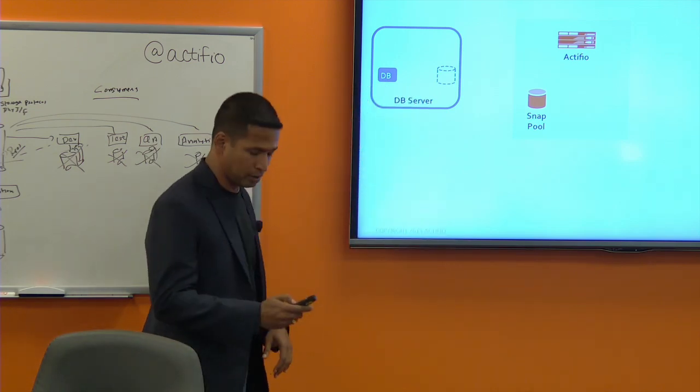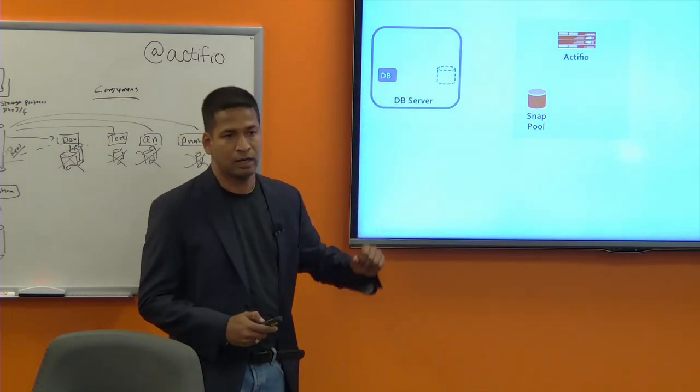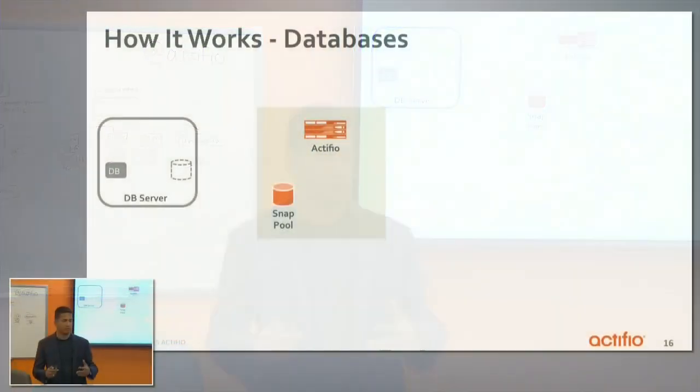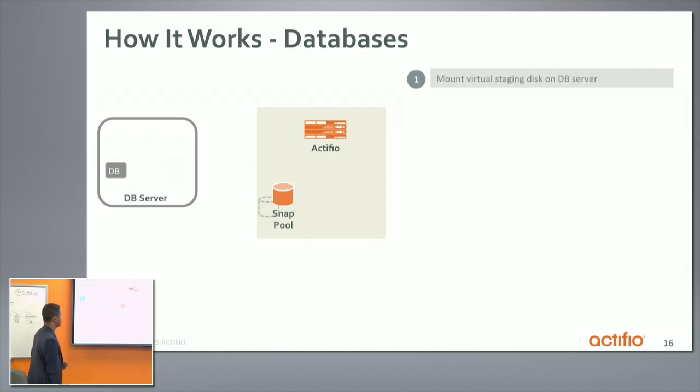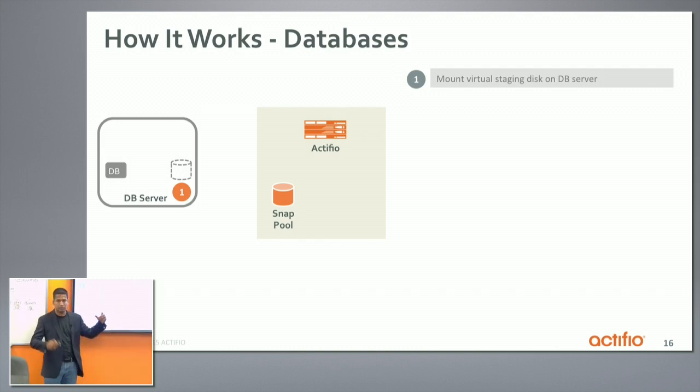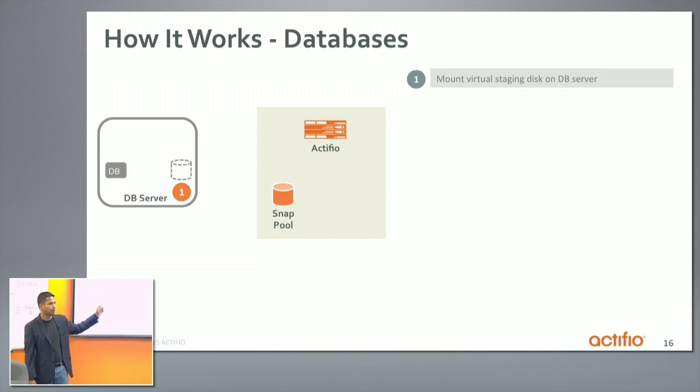The first thing that we are going to, and this is a database server, what the entire industry calls an agent, we call it a connector. So you put an Actifio connector on those database servers or physical servers. Then what we do is pretty simple. The first thing that we do is create a virtual staging disk. Whenever the job starts, we'll create a dynamic staging disk, which is a virtual disk on the database server. So now we position the storage there.